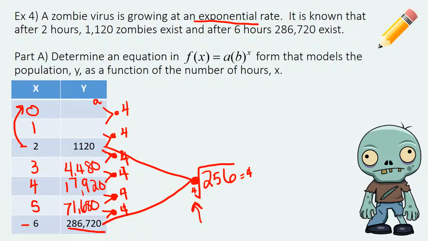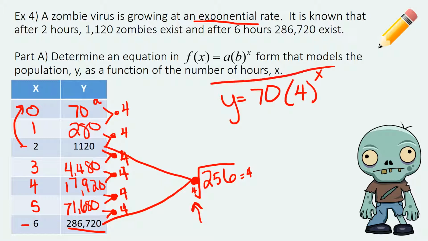So we need 1,120 divided by 4 is 280. And if we take that divided by 4, we get back to 70. So my starting value is 70 and my growth rate is 4. So that is the equation that models this growth rate of the zombie population, okay? So zombies are quadrupling every single hour, and we started with 70 zombies.